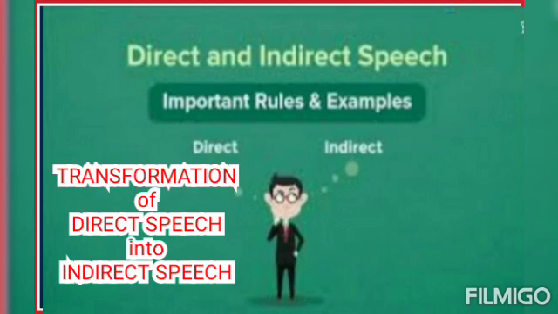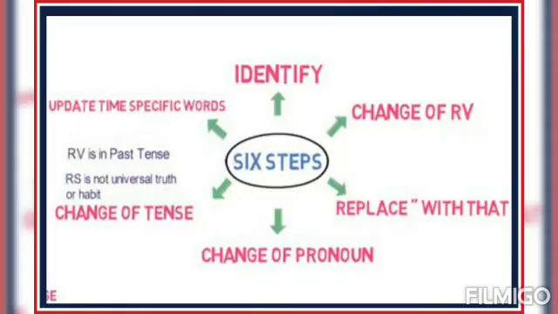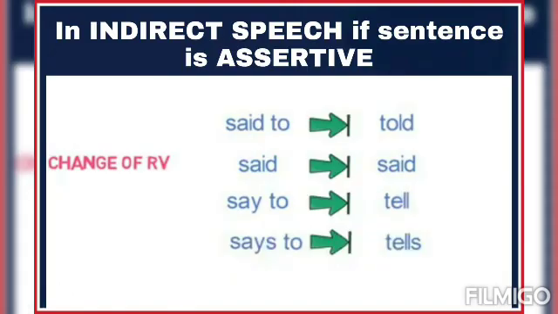First of all, we'll have to identify the changes that take place when we change a sentence from direct to indirect, and these changes are: change of reporting verb, replacement of commas and inverted commas with that or if, change in pronoun, change of tenses, and of course change in adverbials. So first of all, we will look at how to change the reporting verb of direct speech.